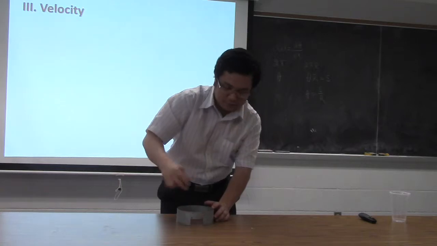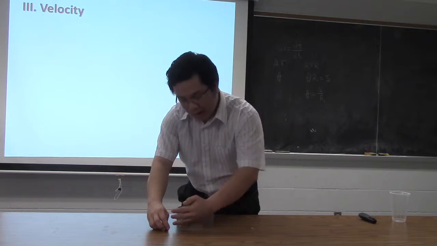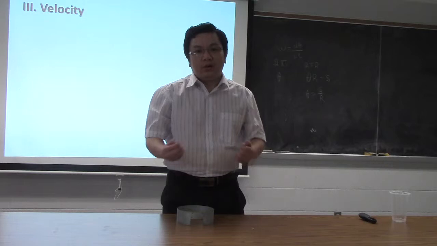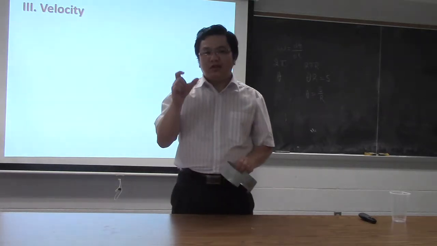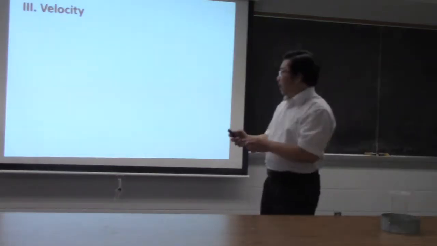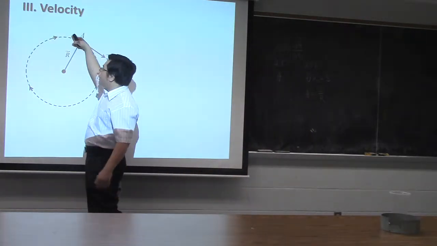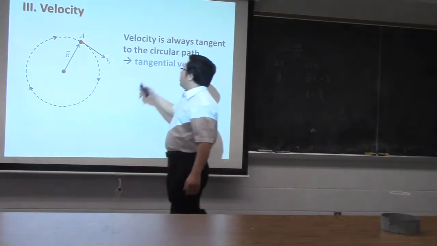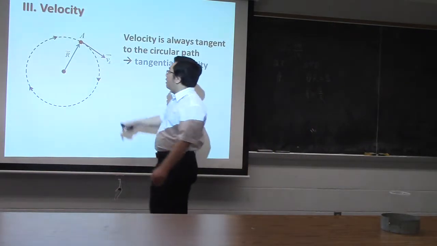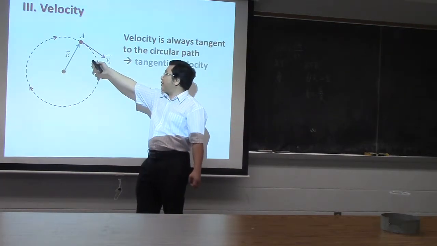So let's see it again. You see that it travels in a straight line from here to there. And this line just touches the circle at this point. In other words, we say that this line is tangent to the circular path at that point. So we conclude that the velocity vector of a circular motion is tangent to the circular path. Because of that, we call it tangential velocity. And because it's tangent to the circular path, it is perpendicular to the radius vector.